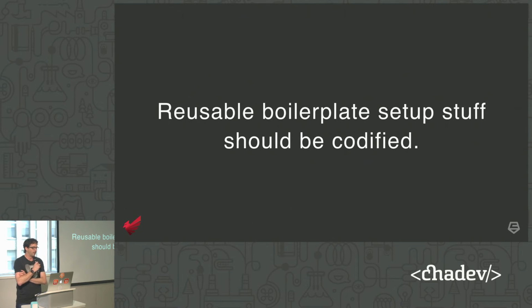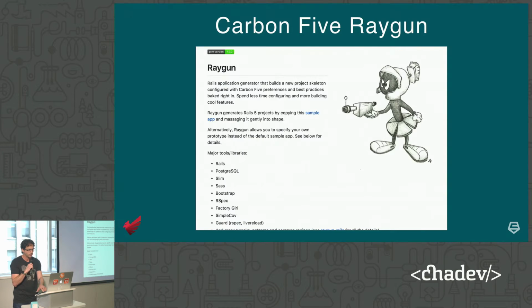So I found that I kept repeating a bunch of setup for all these different Phoenix apps, and I didn't want to do that anymore. So in Rails, Carbon 5 has a project called Raygun that solves this problem for us.